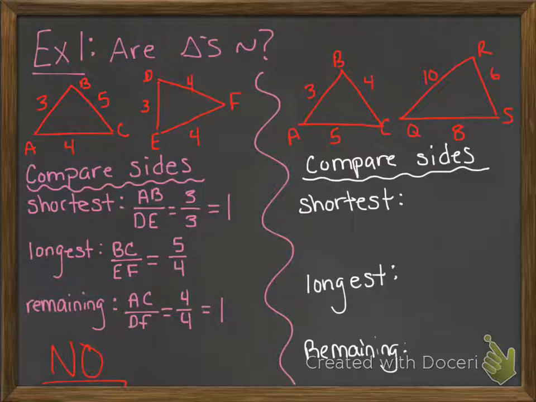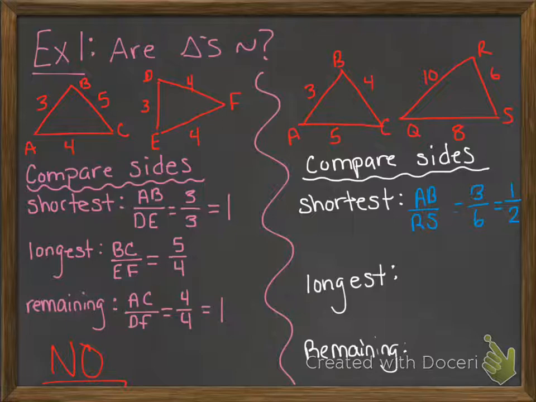All right, let's see what we got. What's my shortest side of ABC? AB, good. What am I going to put AB over? Good. So I get AB over RS, which is 3/6, which equals 1/2. How many of you got that right? If you didn't get it right, do you see why? What did you do? You got it right? Okay.